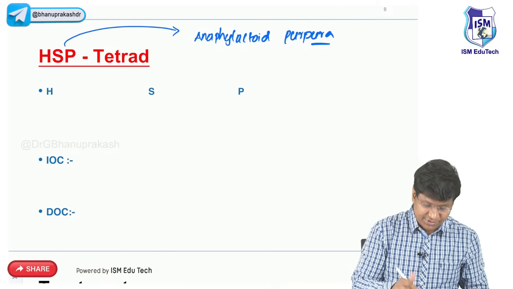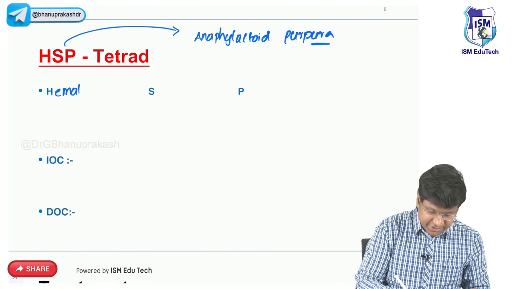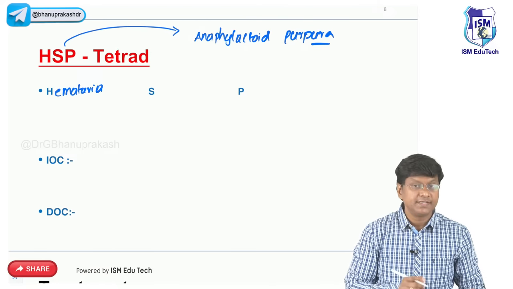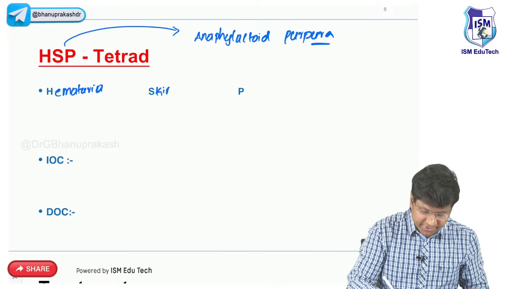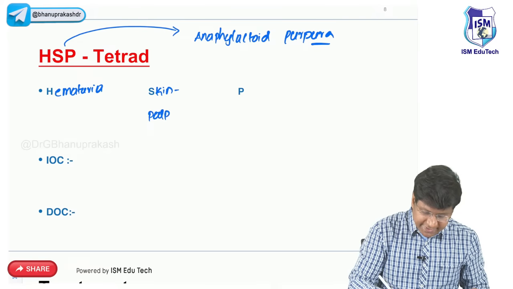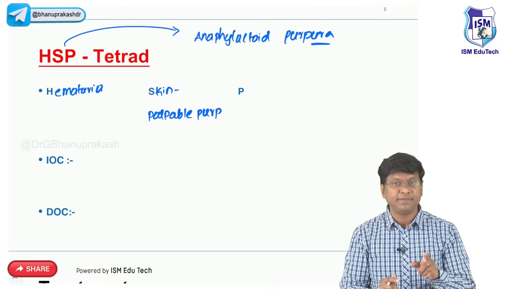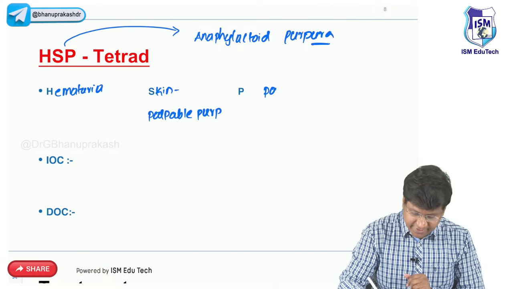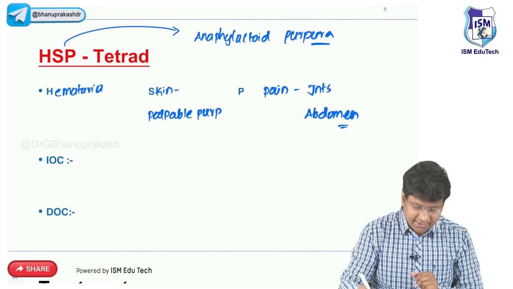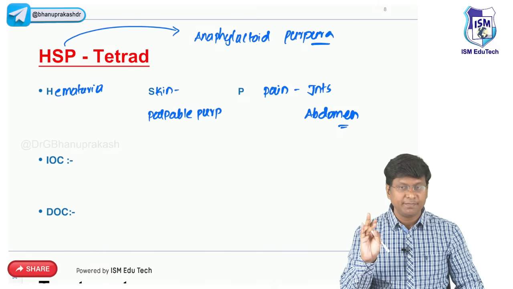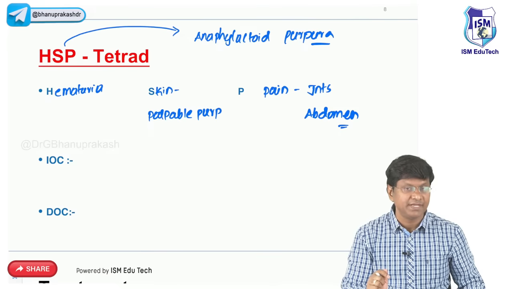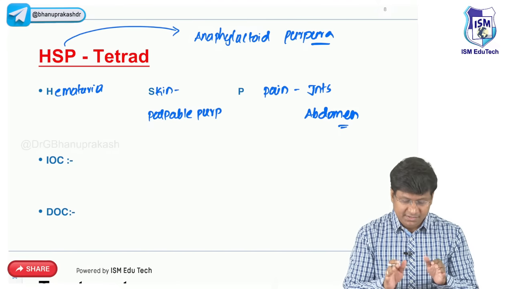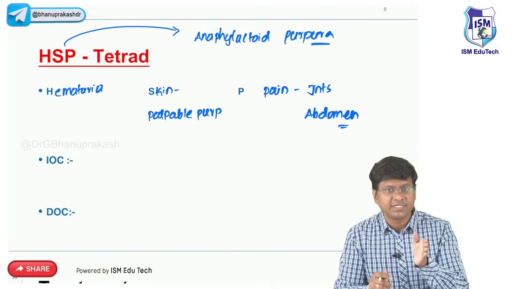Now, the H in HSP stands for hematuria. The S stands for skin involvement, which is palpable purpura, and the P stands for pain. Where can you have the pain? Pain within the joints and pain within the abdomen. So these are the four important manifestations: hematuria, palpable purpura, pain in the joints, and pain in the abdomen.